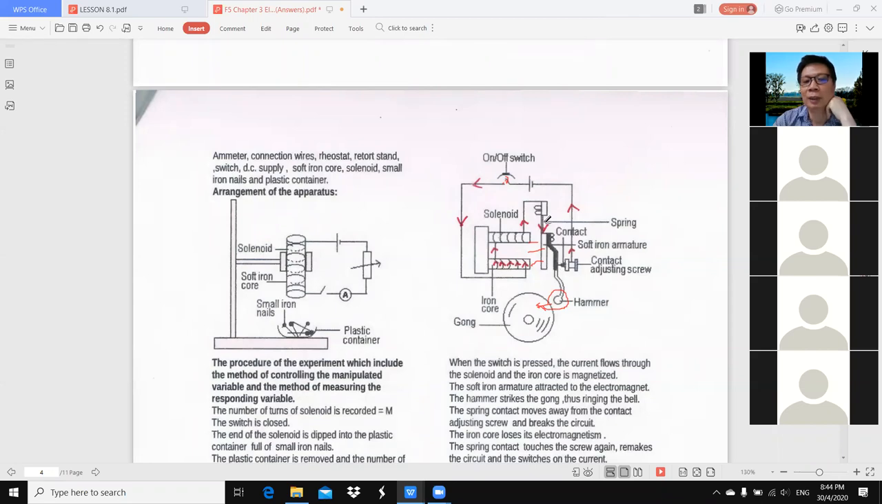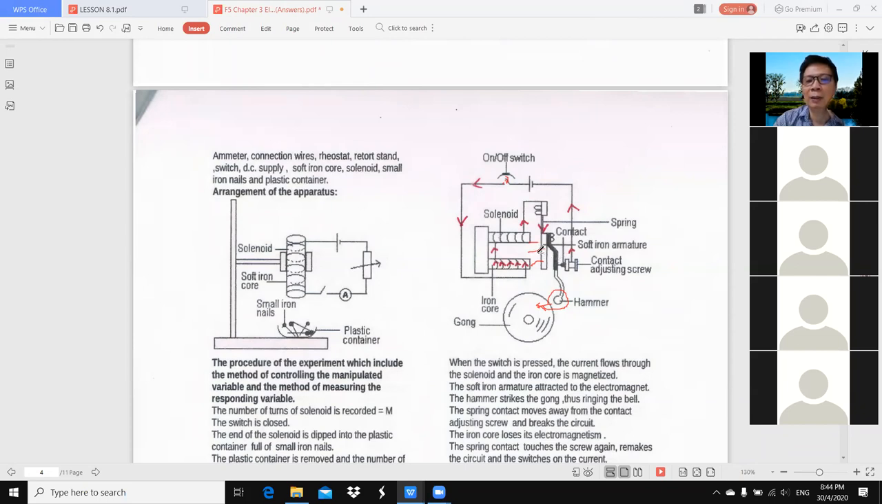so the current stops. The current goes back from here like this, connects here, then goes back. But when the whole armature moves over, this point is broken already, so the current stops already, no current. It's purposely made to have no current, you know. Once no current, this magnet suddenly disappears. So when the magnet disappears, it cannot attract this already, so it will go back.